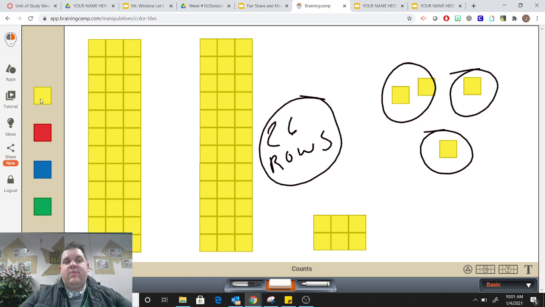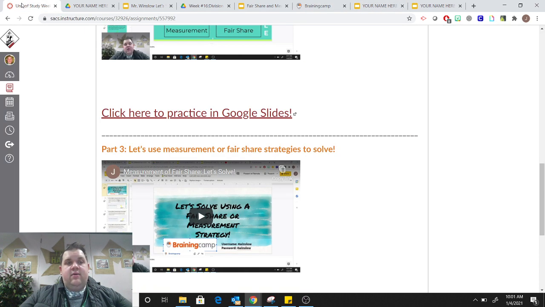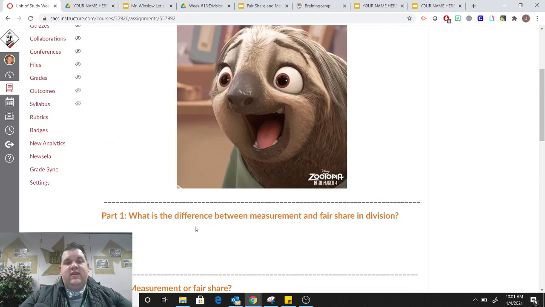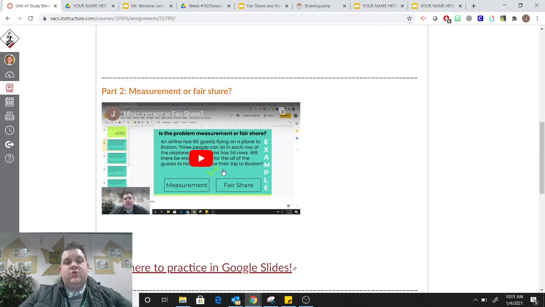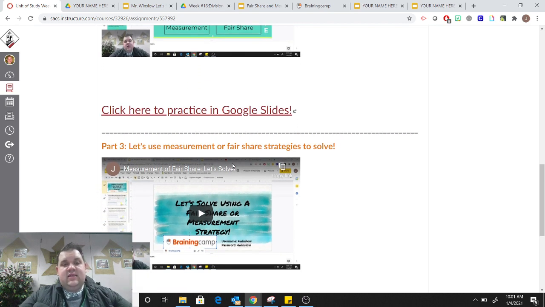So fair share and measurement problems do work a little bit different with our strategies. And we're going to learn more strategies as time goes on, but for now, these 2 strategies are strategies that you can use to help you solve in part 2 and 3. So now that you've watched this video, you're going to go to part 2 and watch this video and then start practicing. Have fun, and we're so excited to see the thinking that you do.